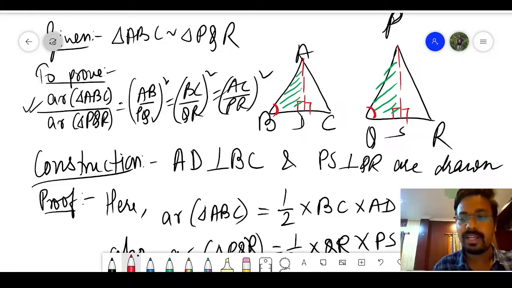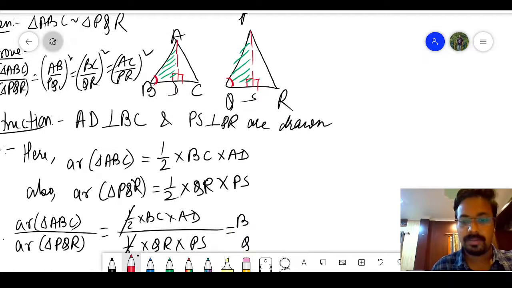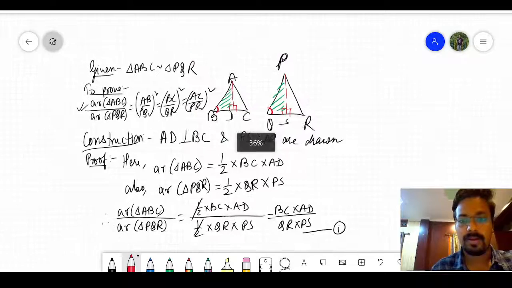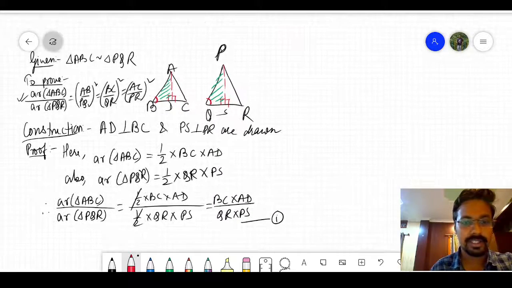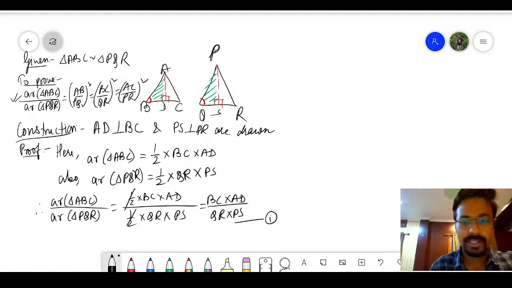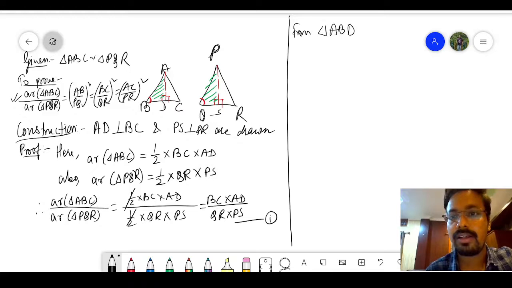So what we are doing here, okay, here is the overview. What we are doing now, we are going to take the two triangles. Let me do it here so that you can see it all together. So we will take triangle ABD and triangle PQS. What do we have?